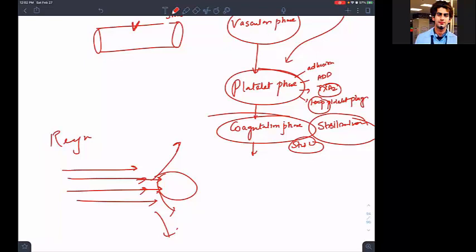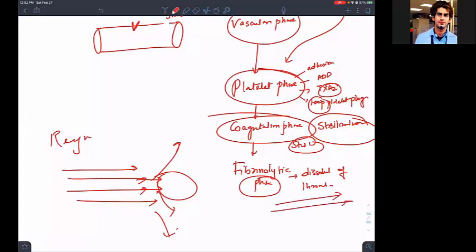So what is the fibrinolytic phase? Okay, let us write the fibrinolytic phase. In the fibrinolytic phase, I will have a dissolution of thrombus. Once I am dissolving the thrombus, that means the blood will nicely flow through that area, isn't it?